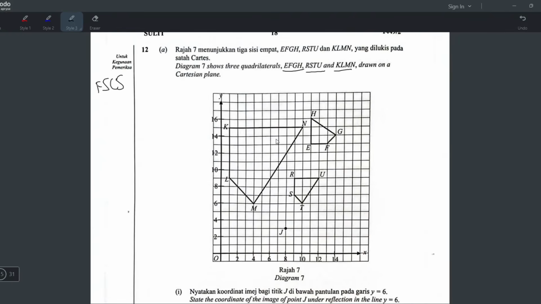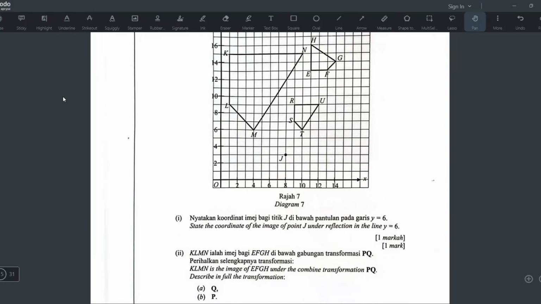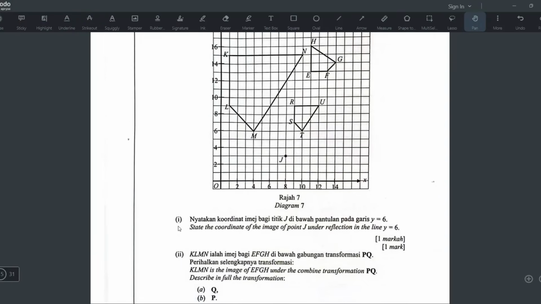Confirm later they will tell you which is the object and which is the image, and then confirm they will ask you to describe. Yes, definitely. If they have drawn all the objects and images for you, they will ask you to describe, and you have to write whether it's a reflection, rotation or enlargement. Okay, let's scroll down and see whether I'm right. Number 1 doesn't ask to describe yet. Number 2 then asks to describe, right?